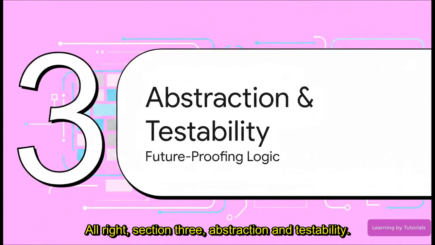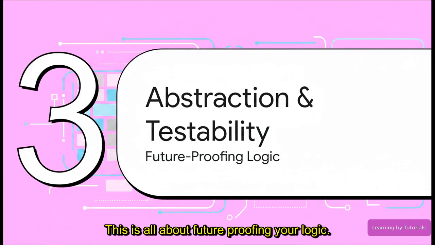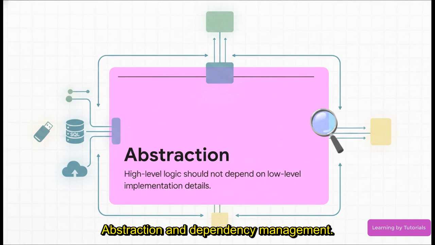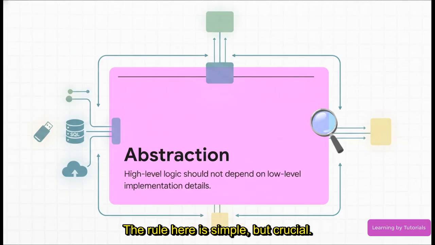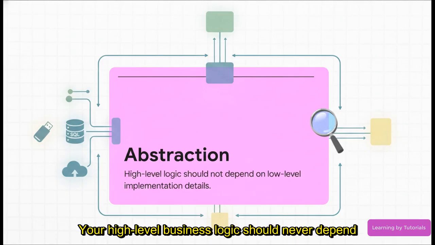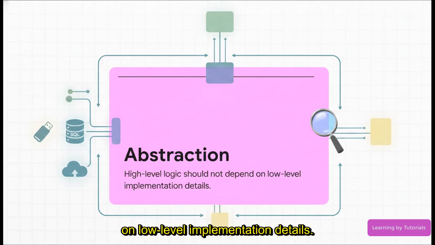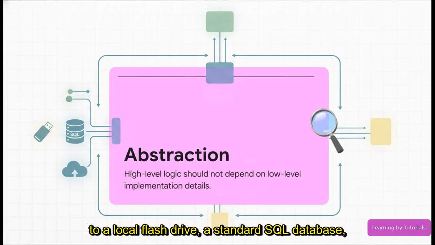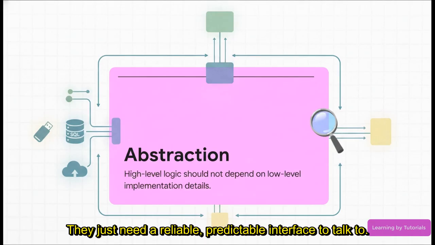All right, Section 3, abstraction and testability. This is all about future-proofing your logic. Here's the thing, you literally cannot have true testability without mastering Pillar 3 first. Abstraction and dependency management. The rule here is simple but crucial. Your high-level business logic should never depend on low-level implementation details. Your core rules shouldn't care if data is being saved to a local flash drive, a standard SQL database, or some cloud server. They just need a reliable, predictable interface to talk to.